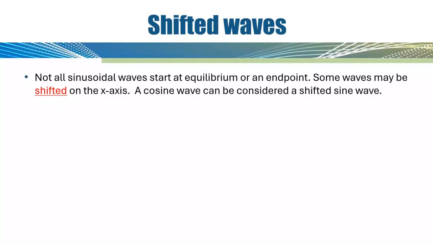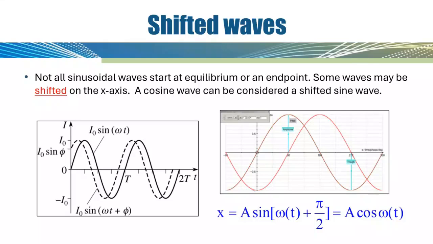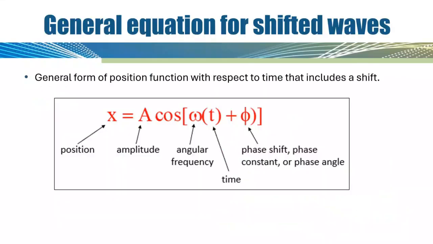Not all sinusoidal waves start at equilibrium or an endpoint. Some waves are shifted on the x-axis. In fact, even a cosine wave can be considered a shifted sine wave. And we can see the shift term right here in the general equation. So the general form of a position function that includes a shift looks like this.